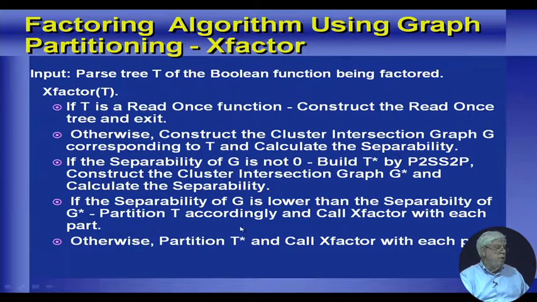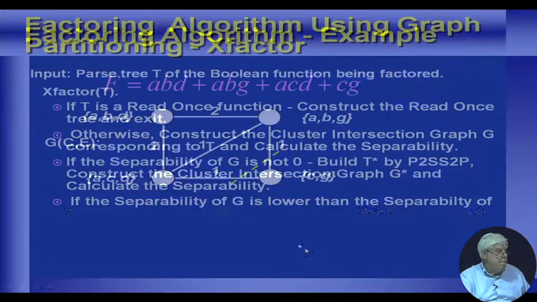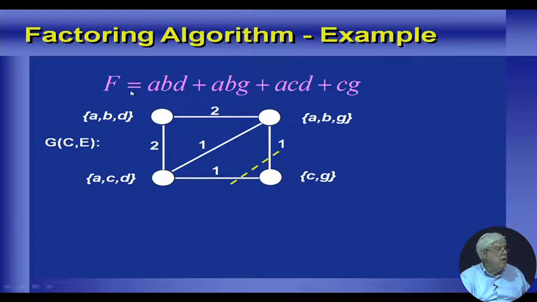That is, if the separability of G is lower, then I'm going to try to partition G. And if the separability of G star is better, then I'll go for the partition of G star. So here is an example. If this is my function, here I have my cluster intersection graph. The best way for me to cut it is this yellow line. It has a cut value of 2. Any other cut would be more than that. So this is the best I can cut if this is the graph.